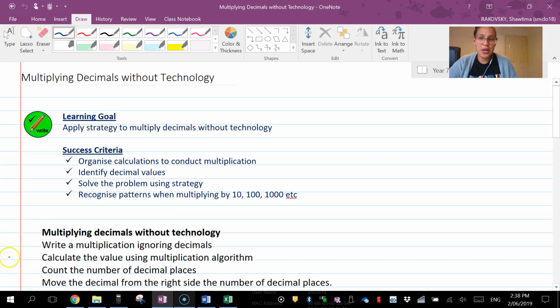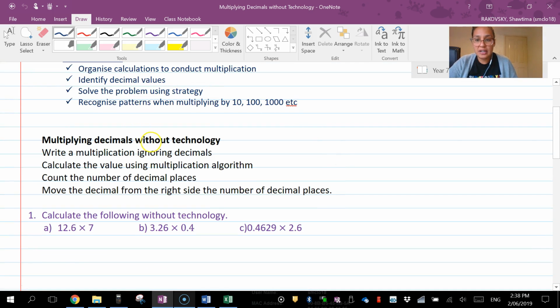Hey everyone, in this video we're looking at multiplying decimals without technology. So we're going to apply the strategies to multiply decimals. There's an algorithm, which just means a process that you follow in order to complete a problem, or a strategy you implement. And we're also going to look at what happens if you multiply by base 10 numbers, so 10, 100, 1,000 and so forth.